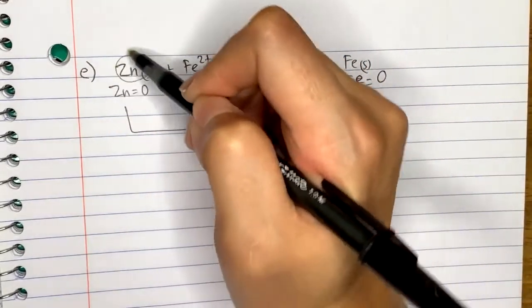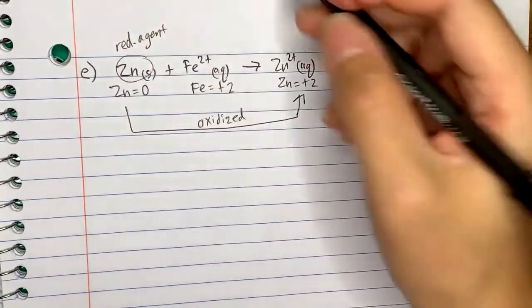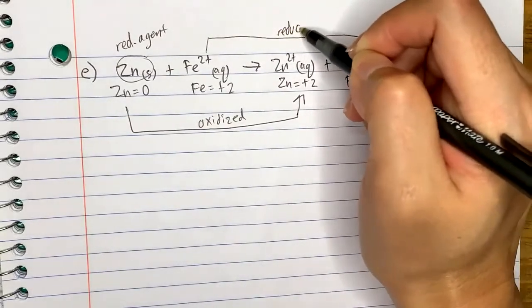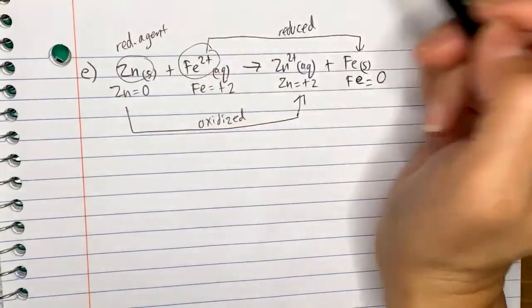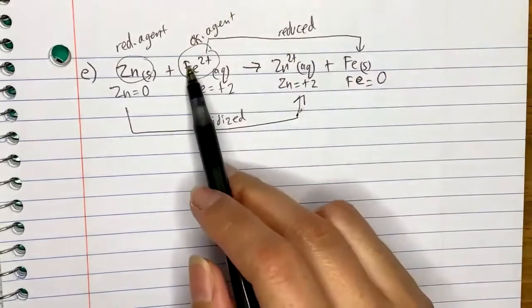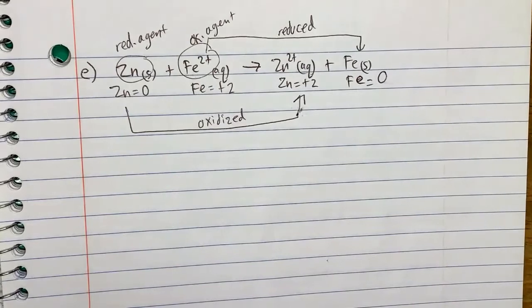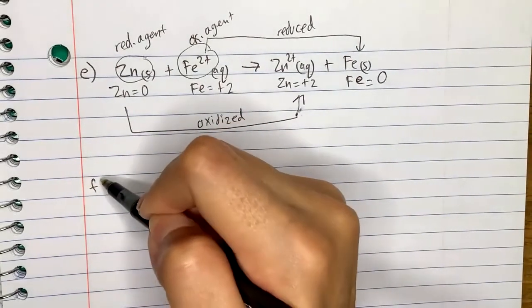And zinc is called the reducing agent. And then iron is coming down in number as being reduced. So the reduction. And iron 2 plus is the what agent? Oxidizing agent. Specifically iron 2 plus, not iron, but iron 2 plus. Okay, the guy that's being reduced is the agent for oxidizing. All right, let's do another one here.